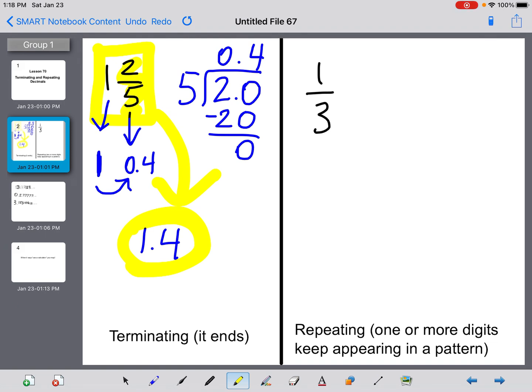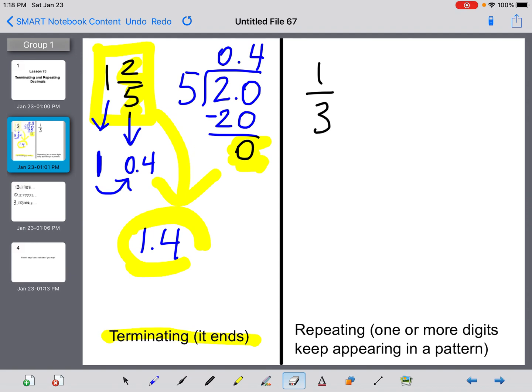So no matter what the number is that's in front of the fraction, you just take that number and you put it in front of the decimal. Very, very simple. Now, 1 2/5 is an example of a terminating decimal. And terminating is just a fancy math way to say that this decimal ends. We had a remainder of 0 over here. We don't have a whole bunch of numbers coming after this 4. It ends at 1.4.